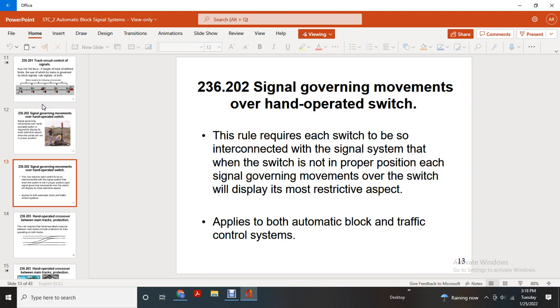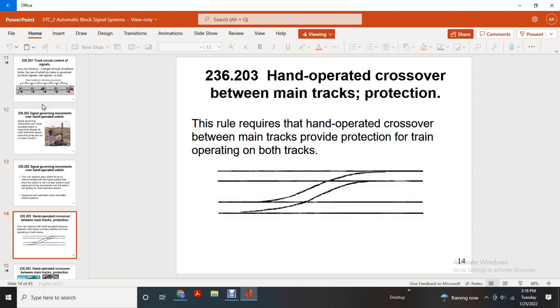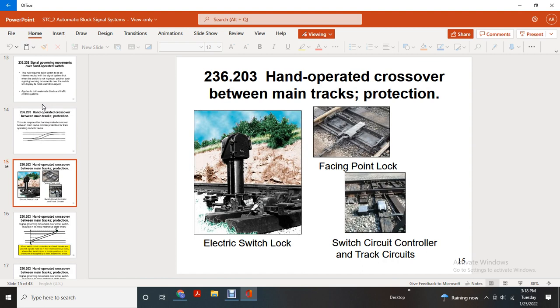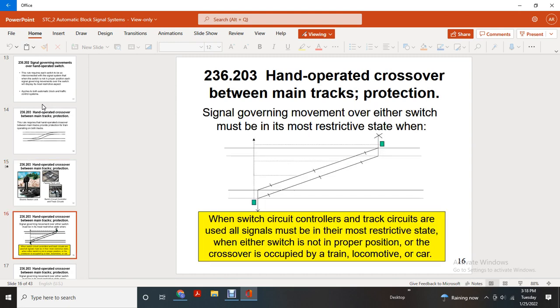Each signal governing movements over the switch will display its own restrictive aspect. This applies to both automatic block and traffic control systems. Hand-operated crossover between main tracks protection rules require that a hand-operated crossover between the main tracks provide protection for trains operating on both tracks, using an electric switch lock, a facepoint lock, switch controllers, and track circuits.